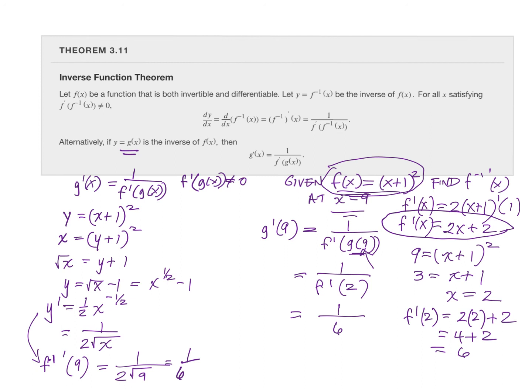So which of these ways is easiest? Well, in this case, both ways were pretty easy, right? Finding the inverse function was quite easy, and so we could have done it the first way with no problem. However, there are times when finding the inverse function is quite hard, so it's easier to use the method that we learned here with Theorem 3.11.